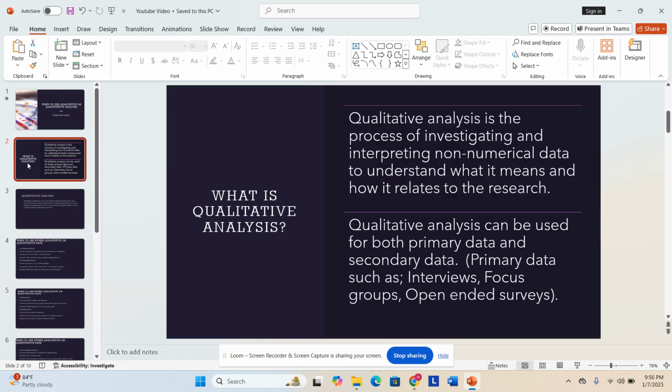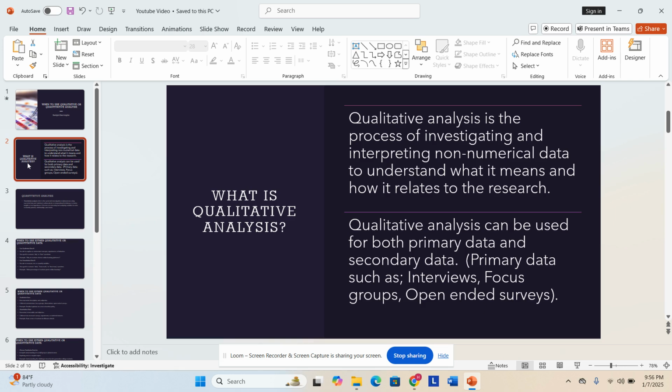Qualitative analysis is the process of investigating and interpreting non-numerical data to understand what it means and how it relates to the research. So, in qualitative analysis, what you are doing basically is that you are investigating, you are analyzing textual data. That is what we mean by non-numerical data. Textual data. You are analyzing explanations. You are analyzing spoken words.